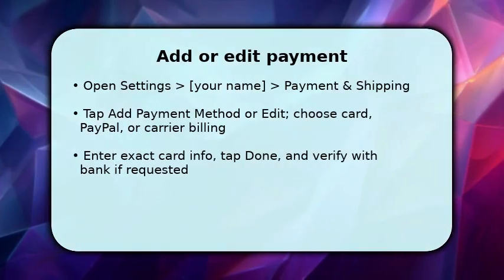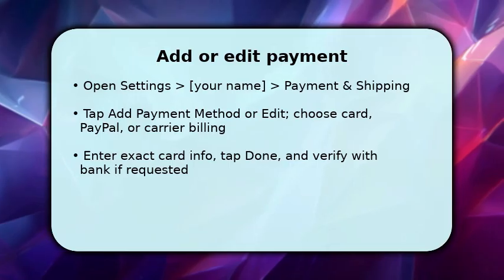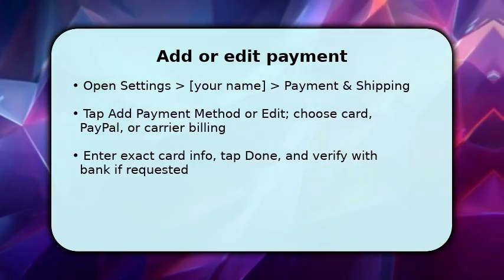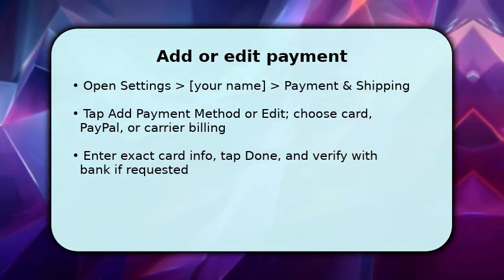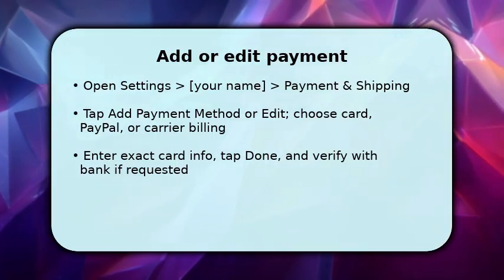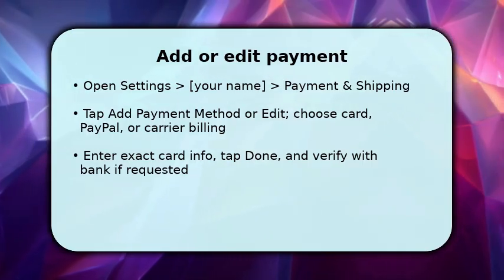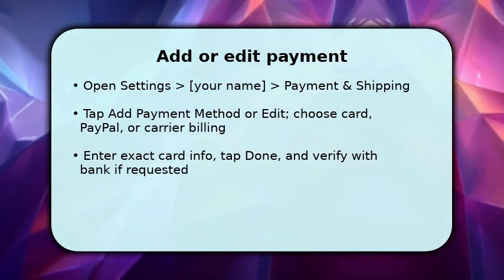You'll now add or edit the payment method step by step. Open Settings, tap your name, then Payment and Shipping. Authenticate with Face ID or password. Tap Add Payment Method or select an existing entry to edit. Choose the correct type, credit/debit, PayPal, or carrier billing, and enter the details exactly as on the statement.